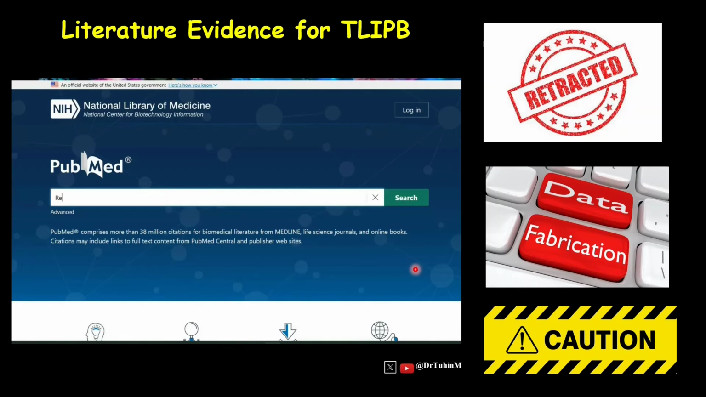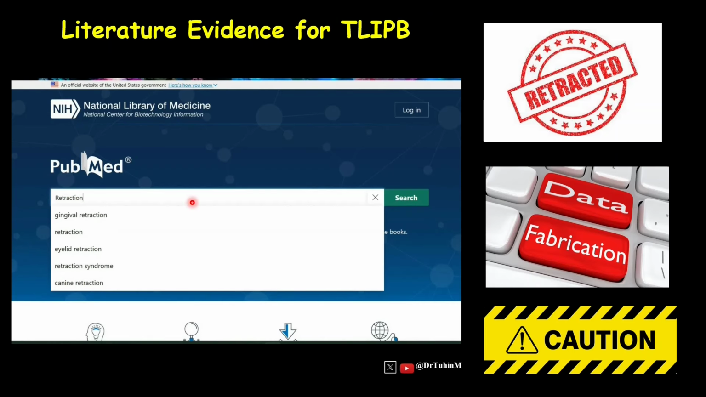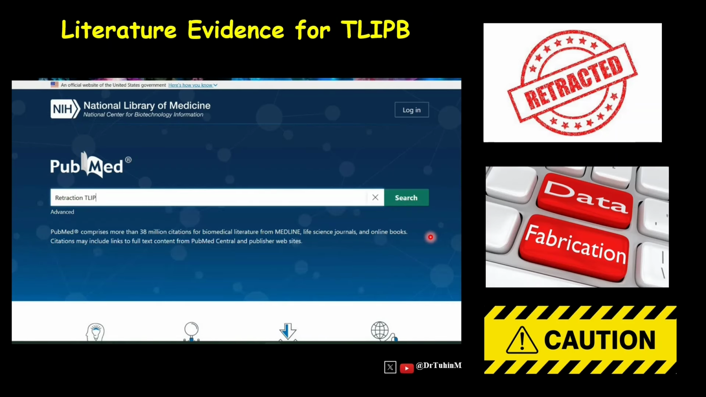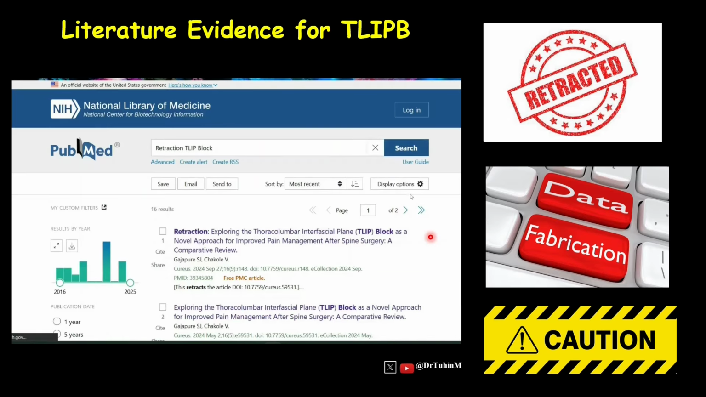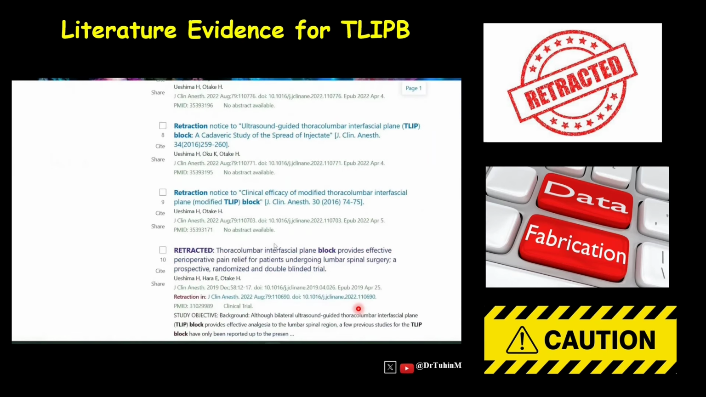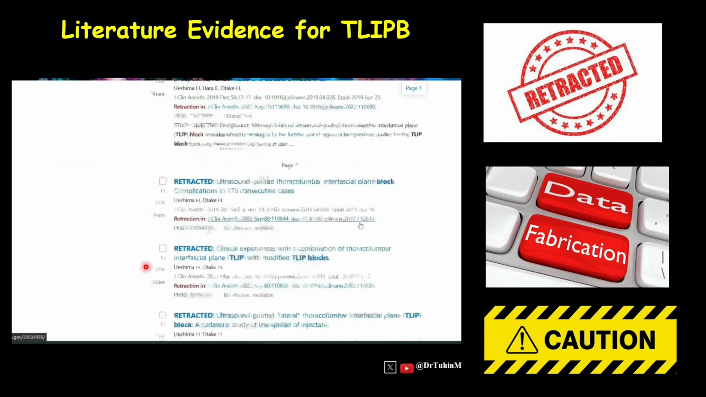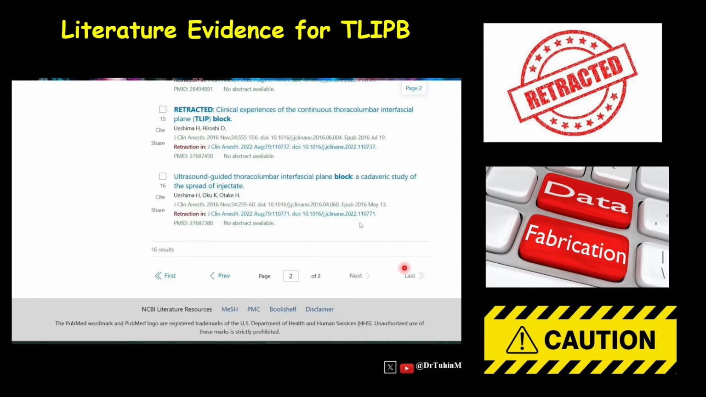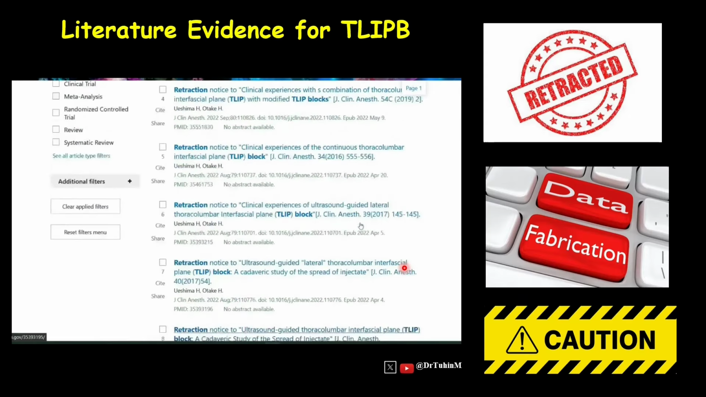Another problem is the literature evidence. If you look at the literature on thoracolumbar interfascial plane block, out of 53 articles published in PubMed, almost 16 articles are already retracted because of data fabrication. So it is very difficult to rely on the published data related to this block.